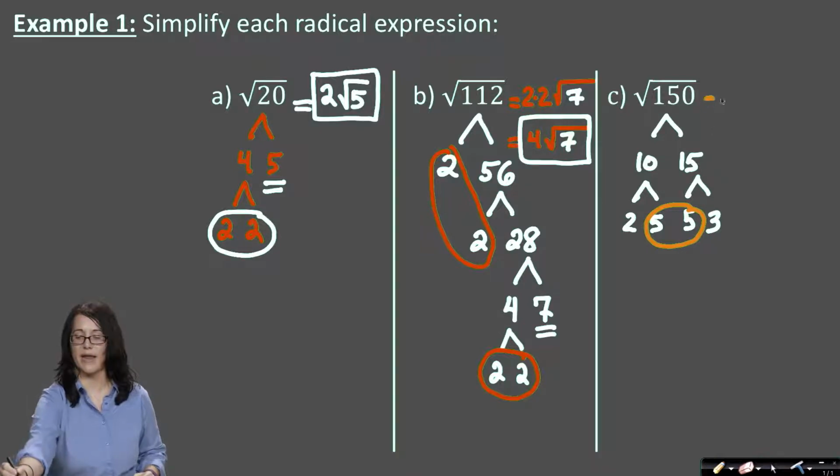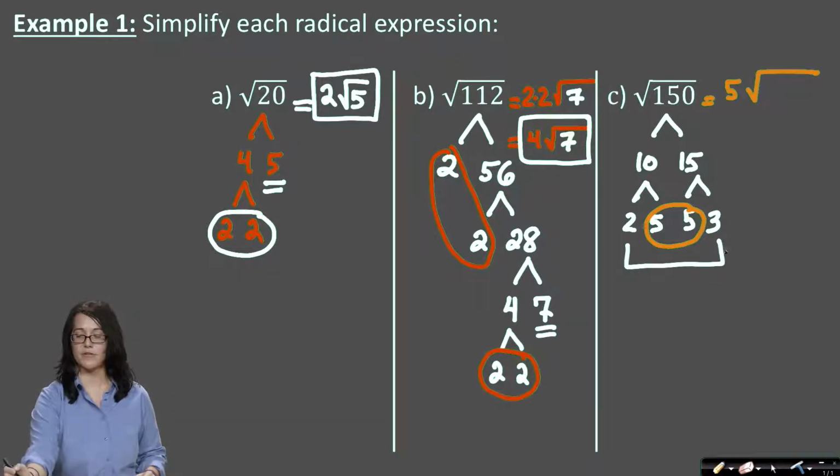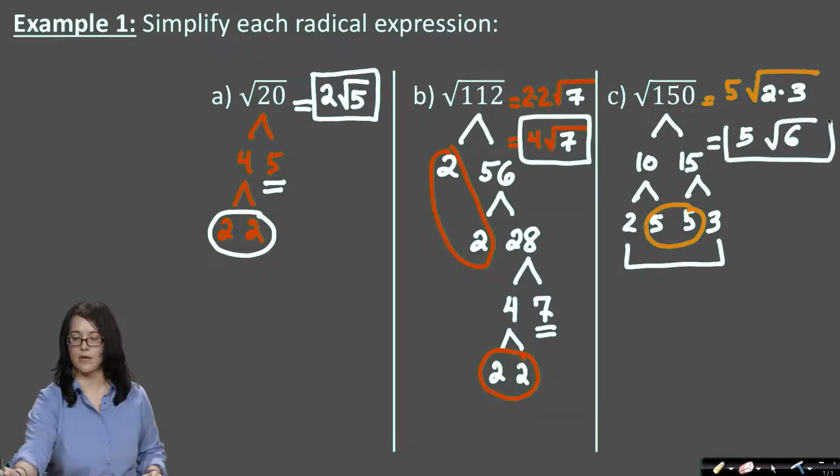So right now I'd have 5 in front and a radical. Well, what's underneath the radical? What's the radicand? Whatever's left. 2 and 3. When you multiply 2 times 3, what do you get? 6. Yep. So if you said my answer is 5 square root 6, that should be correct.